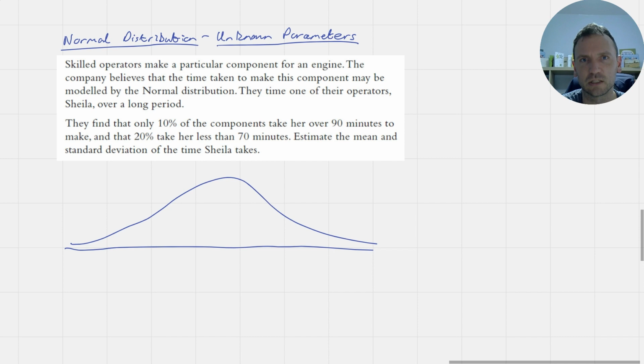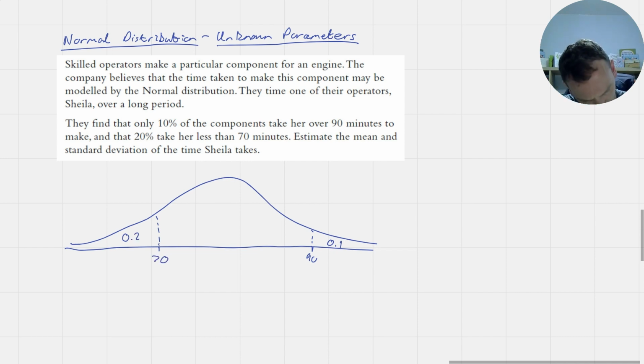And we're told two things here. We're told 90 minutes, she takes more than that length of time, 10% of the time. So I'm going to label the right-hand area as 0.1. And we're also told that she takes less than 70 minutes 20% of the time. So that's clearly going to be below the mean if she's doing it 20% of the time. And the area is 0.2. And we've got 70 there.